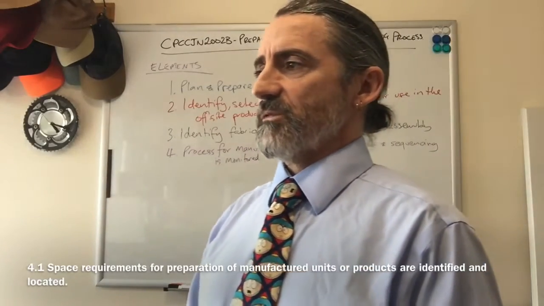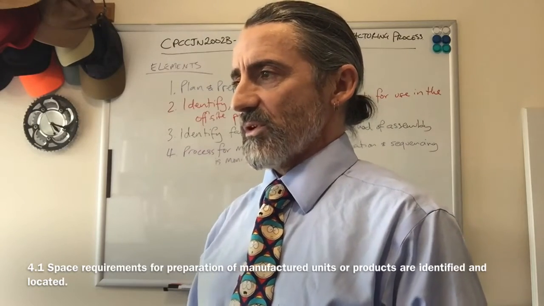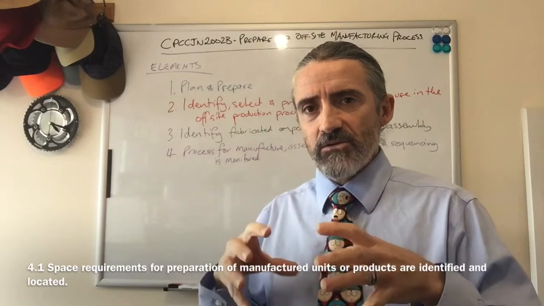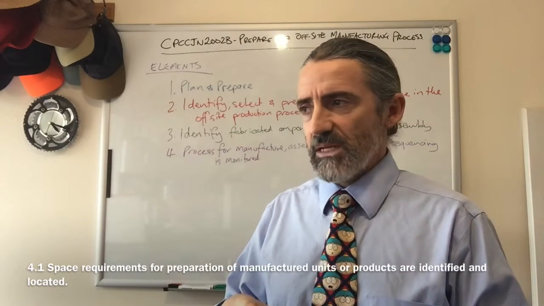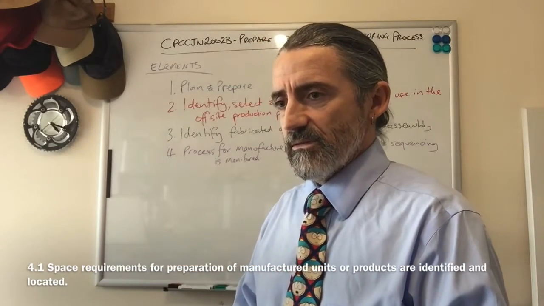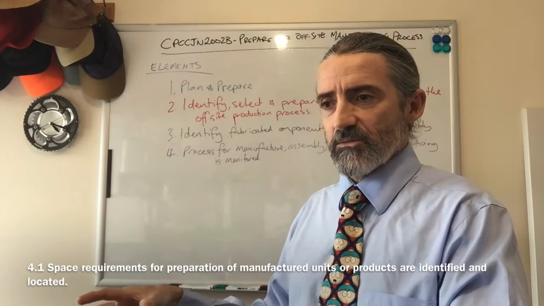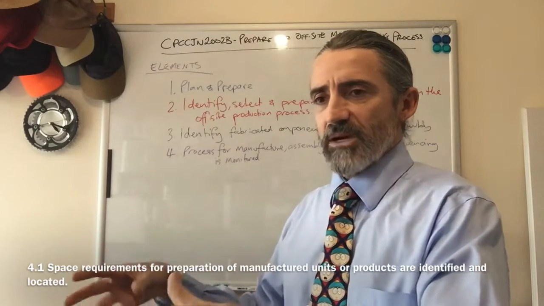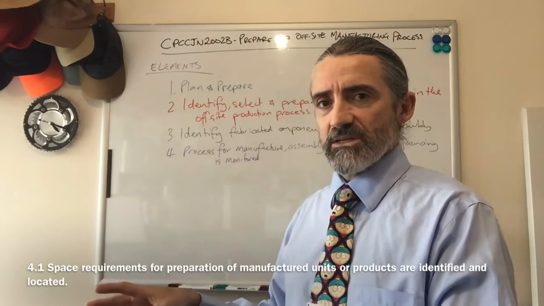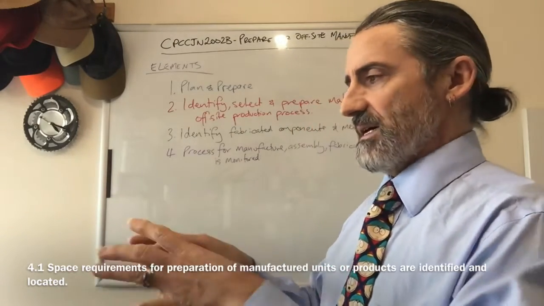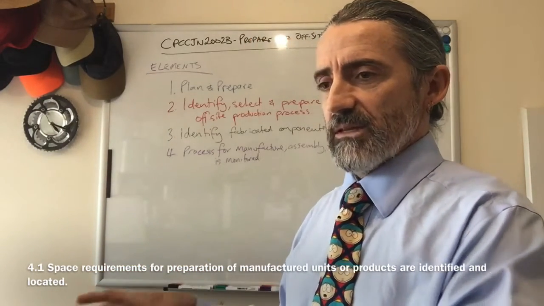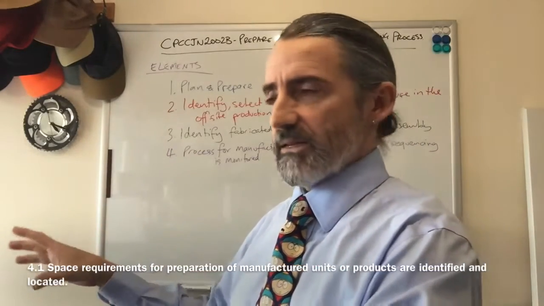4.1, space requirements for preparation of manufactured units or products are identified and located. You're working in a set factory or manufacturing place, and you need to make sure that you have the room to manufacture these units, whatever they are. Kitchen cabinets, bathroom cabinets, windows, doors, roof trusses, whatever your business is doing. So you're able to make sure you've got the space for the preparation of these units, and they're identified and located, that they're not going to block anything else out.